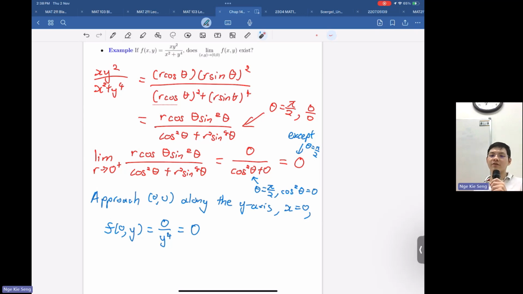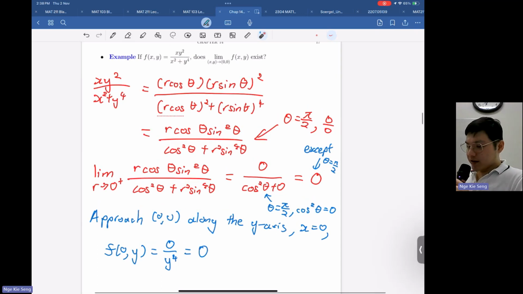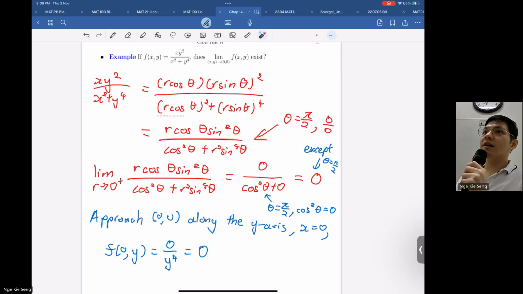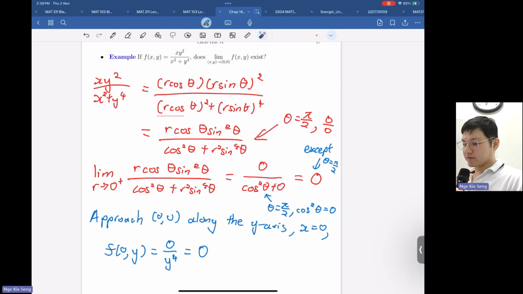Is there any path that will give you a different limit? So you should think, can this portion here produce some non-zero constant? Can or not? Divide both sides, up and down by x squared.